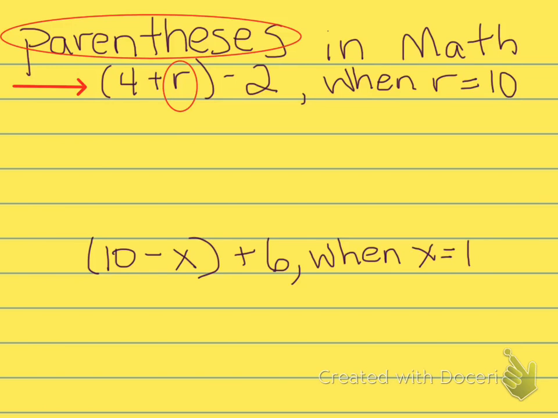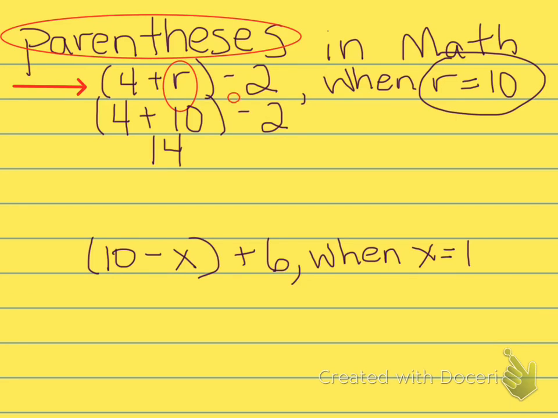We know that our variable r equals 10. So let's plug that in. We have 4 plus 10, then we have minus 2. The first thing we do is the parentheses. 4 plus 10 is 14. Now we can subtract this 2. 14 minus 2 is 12. 12 is the answer we're looking for. Let's try it again.